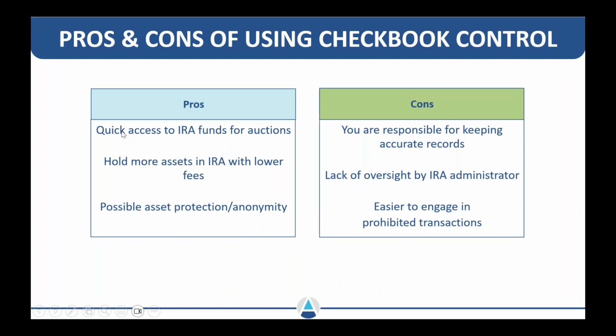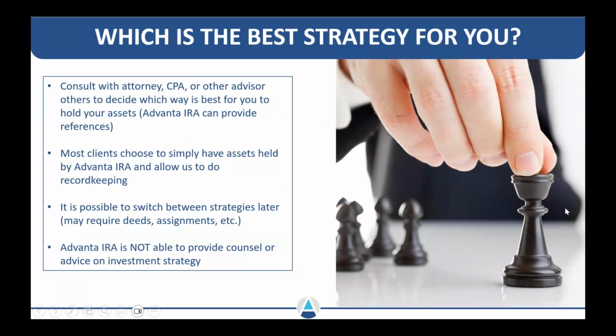With checkbook control, you have quick access to IRA funds for things like auctions. You can hold more assets with lower fees and potentially have the additional layer of asset protection. You always need to check with an attorney to see if the structure of your LLC does even offer liability protection, or if it's treated as a pass-through for liability actions in your particular state. Some of the cons: you're responsible for keeping accurate records. You do have some lack of oversight by the IRA administrator, which can help keep you a little bit safer, and it potentially is a little bit easier to engage in prohibited transactions.